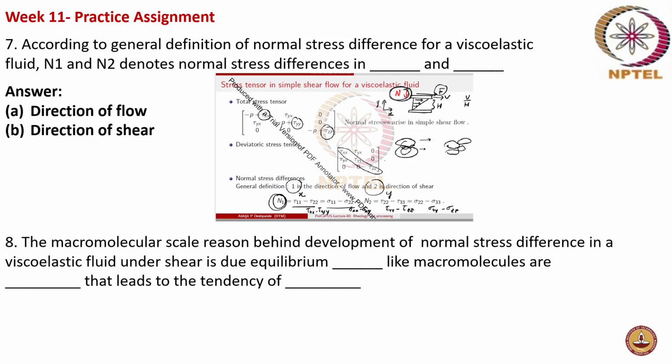Now the next question. The macromolecular scale reason behind the development of normal stress difference in a viscoelastic fluid under shear is due to equilibrium dash, like macromolecules are dash, that leads to tendency of dash. So under equilibrium, what kind of conformation or structure will it have, and under shear what happens to the macromolecules and how does the conformation change, and what does it lead to for this normal stress difference to come into a significant picture?